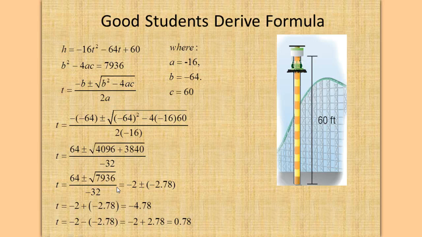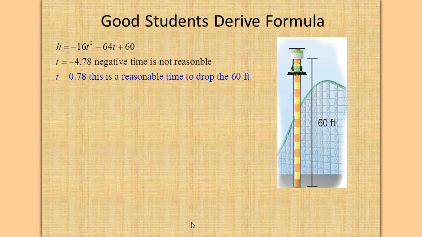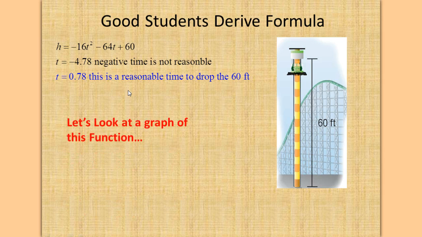Okay. And we get two solutions. We get t equals minus 2 minus 2.78 equals minus 4.78, and t equals minus 2 plus 2.78 is equal to 0.78. So therefore, since t equals minus 4.78, we don't need that one. We don't need a negative time. So therefore, t equals 0.78 is a reasonable time to drop from 60 feet.